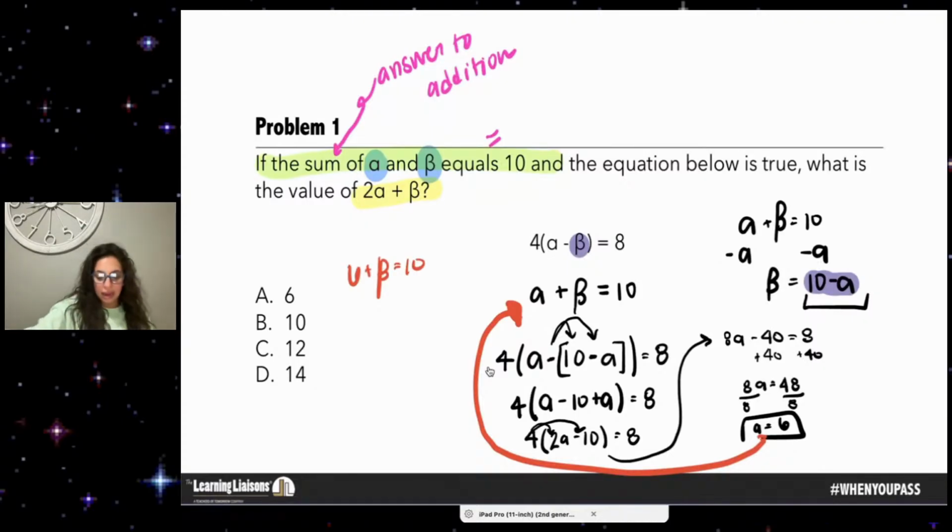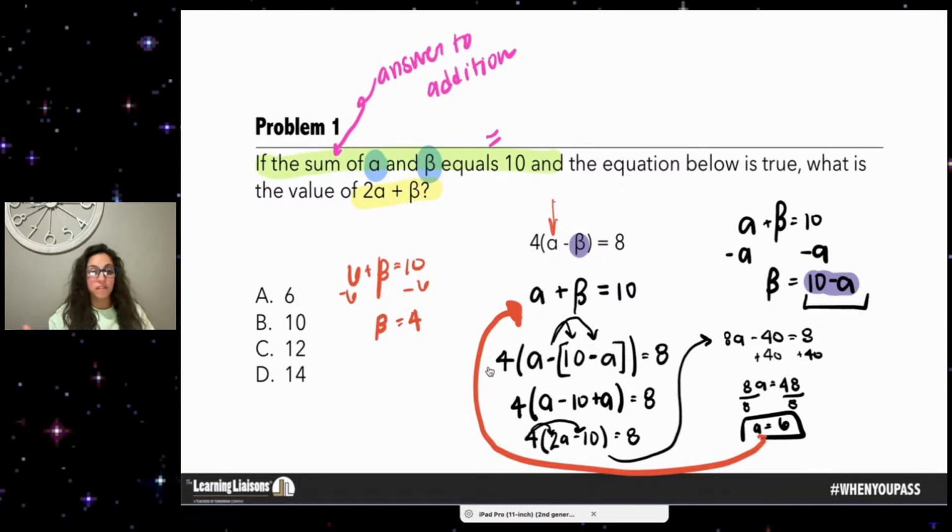Could I plug that into here? I could also plug it into there, and I would get the same answer for B. Subtract 6 from both sides. B equals 4. Now, here's where it gets tricky.